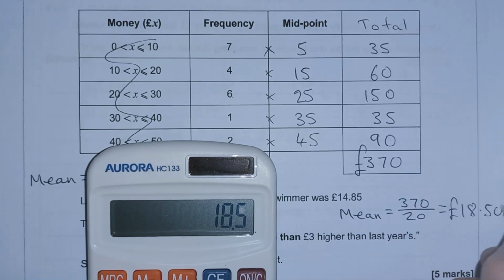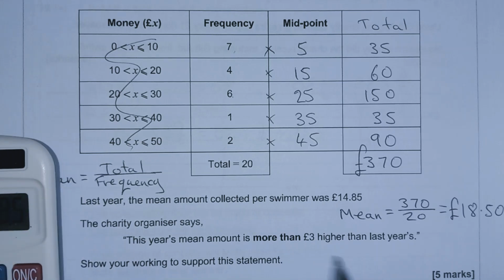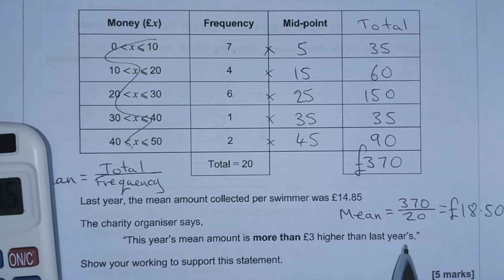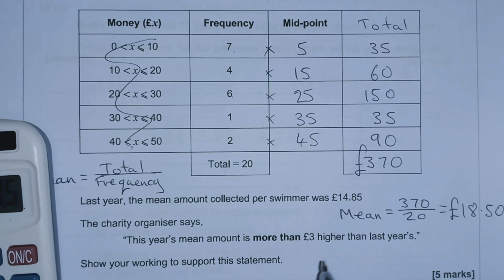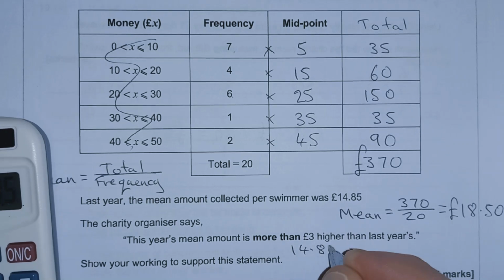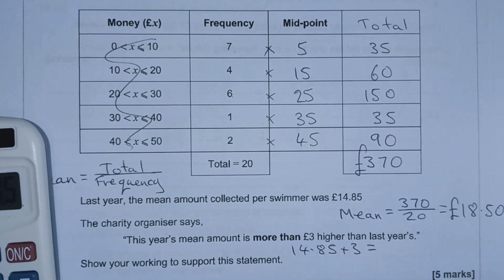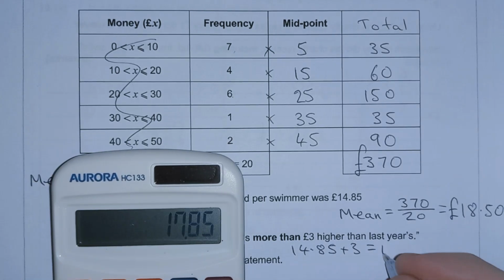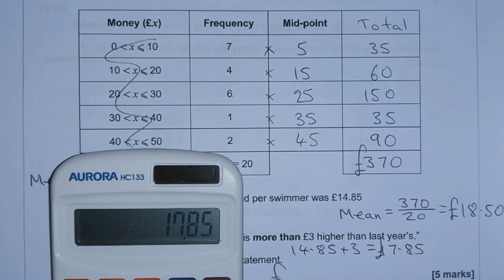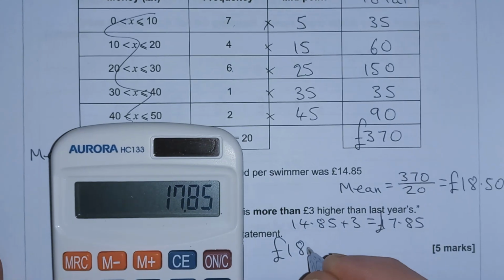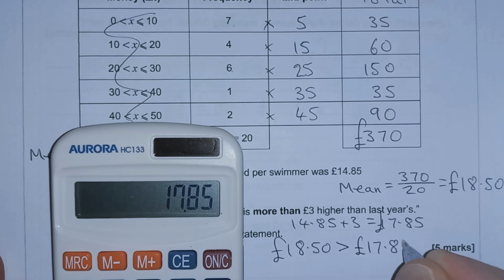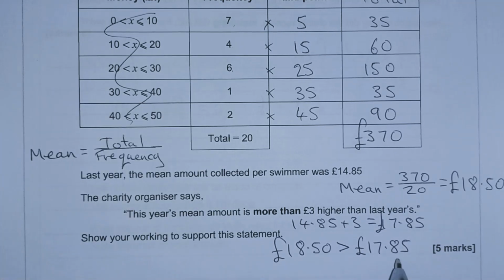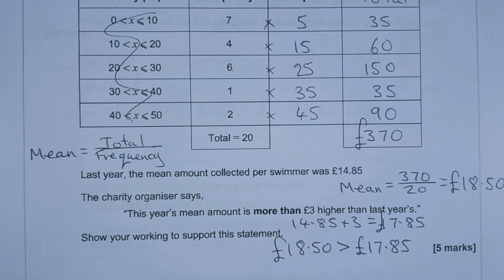We've got £18.50. This year's mean is more than £3 higher than last year's. Well, last year's was £14.85. So if we add 3 to that, we get £17.85. And yes, £18.50 is indeed more than £17.85. So that's shown that that's correct.